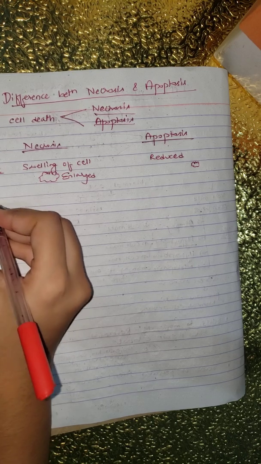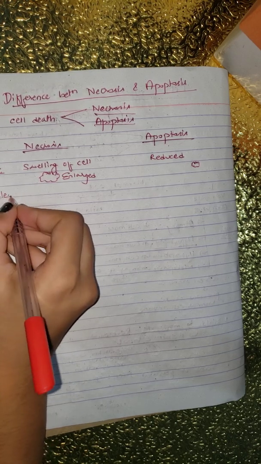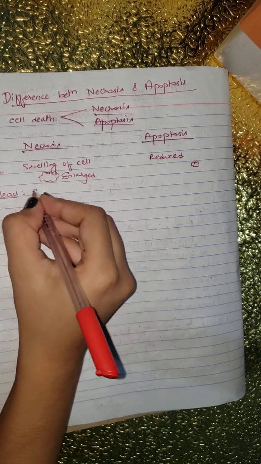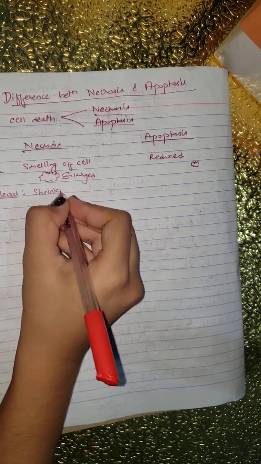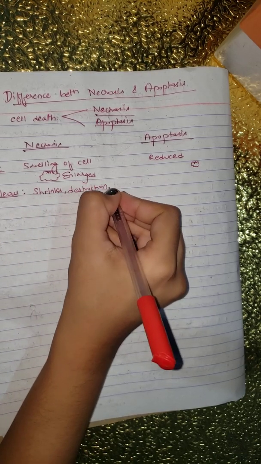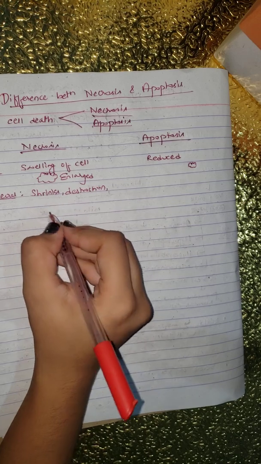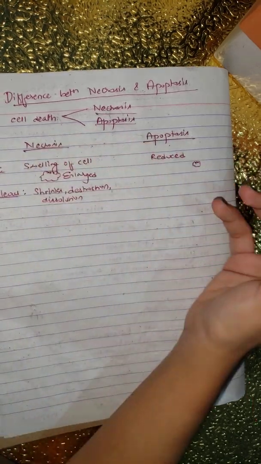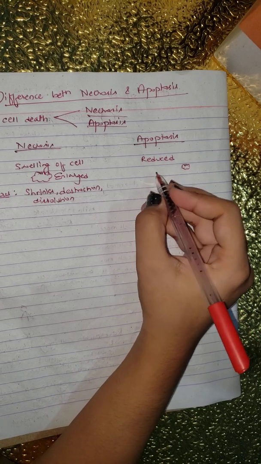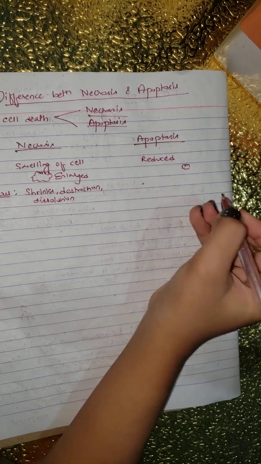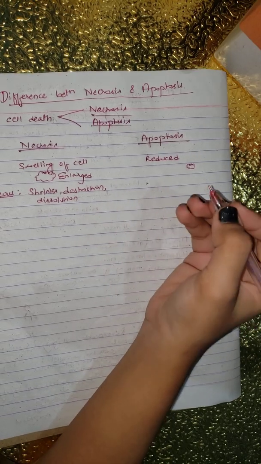So secondly, the nucleus. The nucleus of necrosis will get shrinking and destruction and dissolution. This kind of process will happen in necrosis, while in apoptosis the nucleus will get fragmented into nucleosomes.